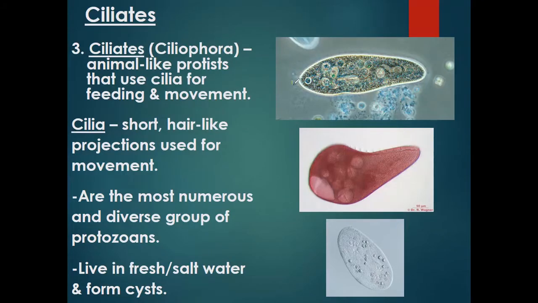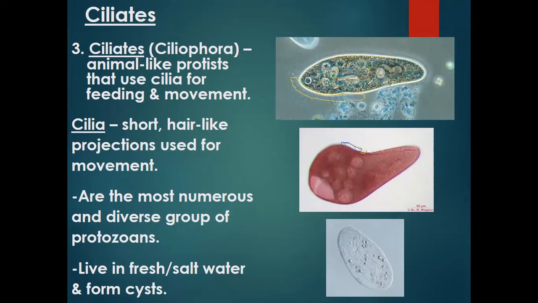Here you can see that cilia are shorter than flagella. In a simple microscopic view, you cannot see the cilia itself. You see it as a shadow, like this. It looks like a shadow: small, short, hair-like structures. So that is a cilia.